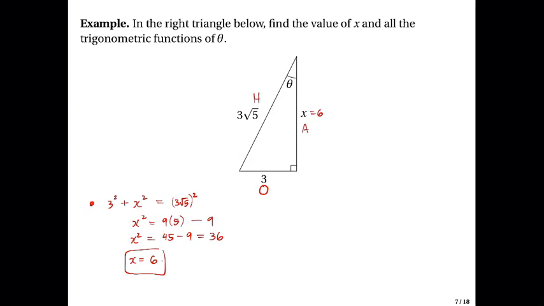Therefore, we look at the 6 values. Let's start with sine. Sine, it's opposite. Opposite, it's 3, divided by the hypotenuse. The hypotenuse, it's 3 square root of 5. So if we simplify, this is 1 over square root of 5. And if we rationalize, this is square root of 5 over 5.